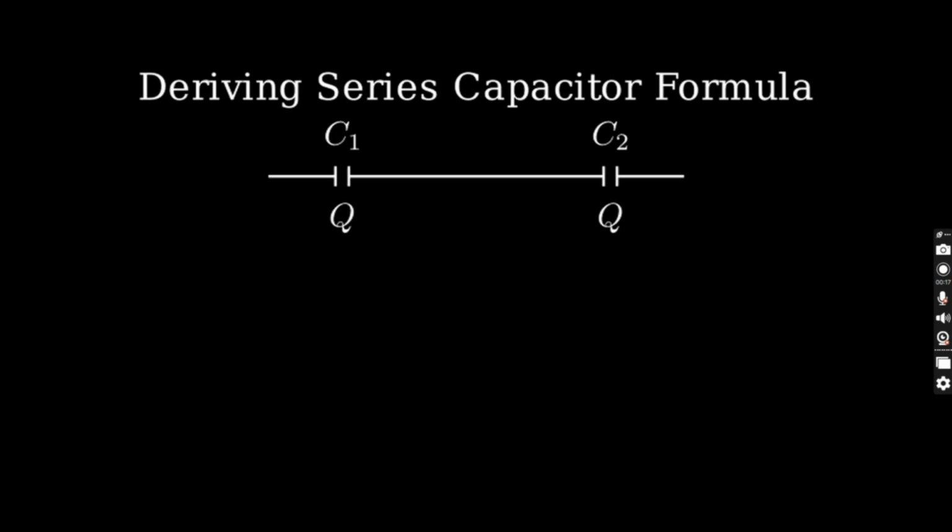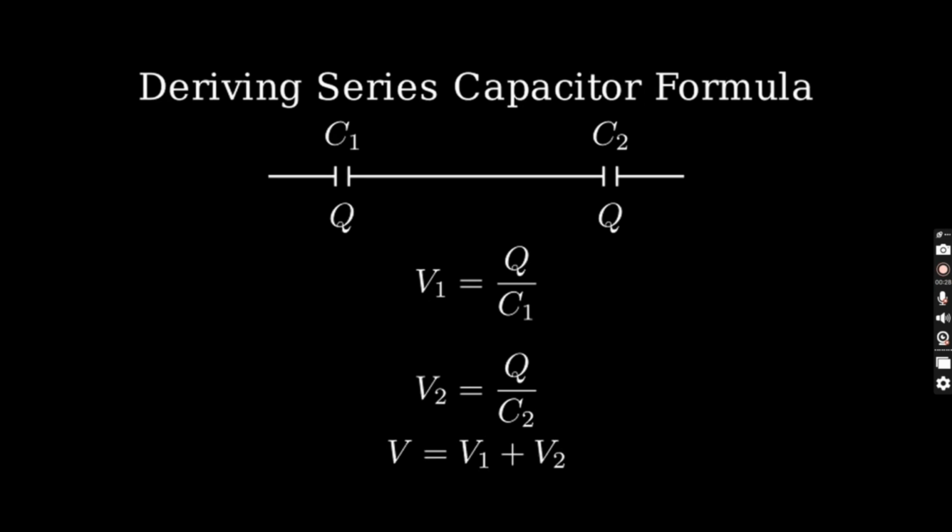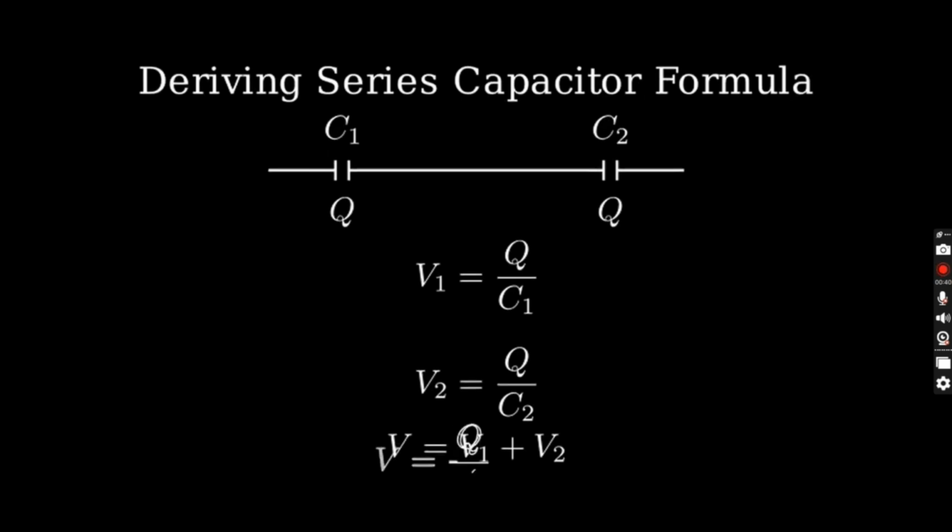Let's consider the voltage across each capacitor. The voltage V1 across C1 is Q over C1, and the voltage V2 across C2 is Q over C2. In a series circuit, the total voltage V is the sum of the individual voltages. So, V equals V1 plus V2. Substituting our expressions for V1 and V2, we get V equals Q over C1 plus Q over C2.